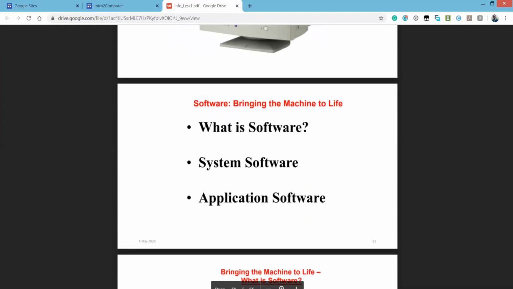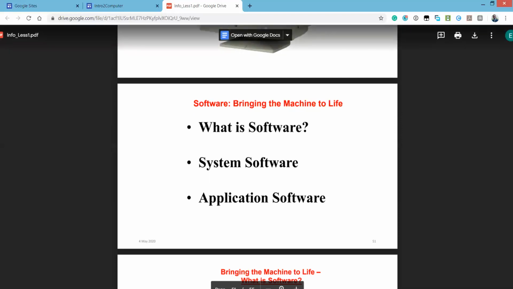Now, what is software? What is system software? What is application software? Someone should help bring the definition of these up in the page. Basically put, the machine cannot operate without system software and application software. Most importantly, the machine cannot work without the system software.